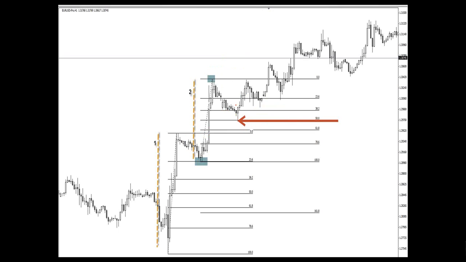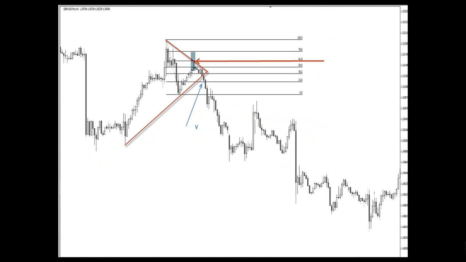And now I think that you all know how to read Fibonacci and how to determine Fibonacci levels. Of course, I'm sure that now you know how to draw Fibonacci on your MetaTrader 4 platform.